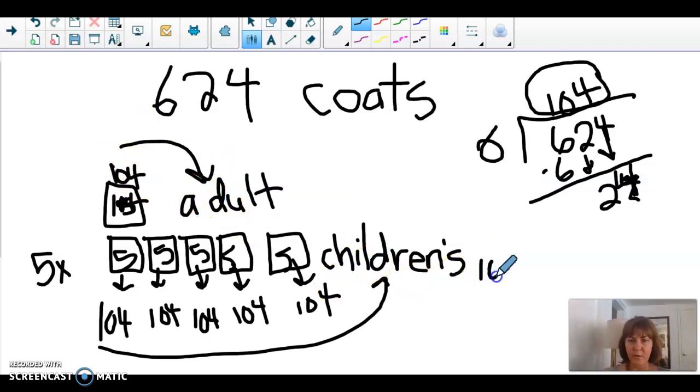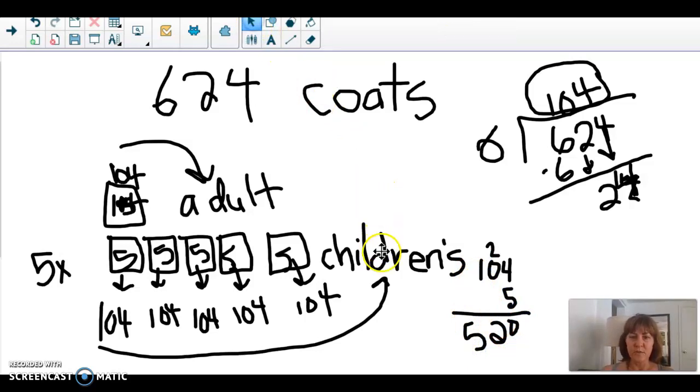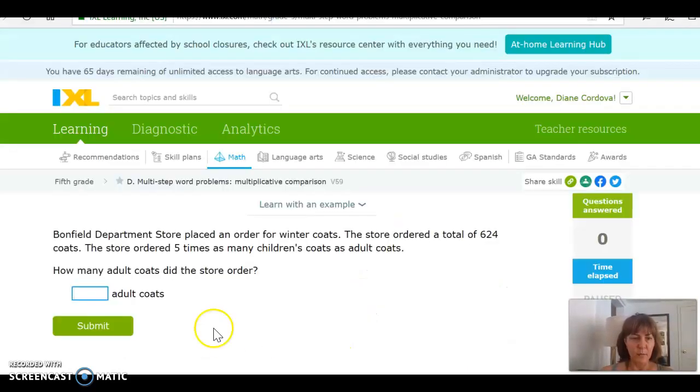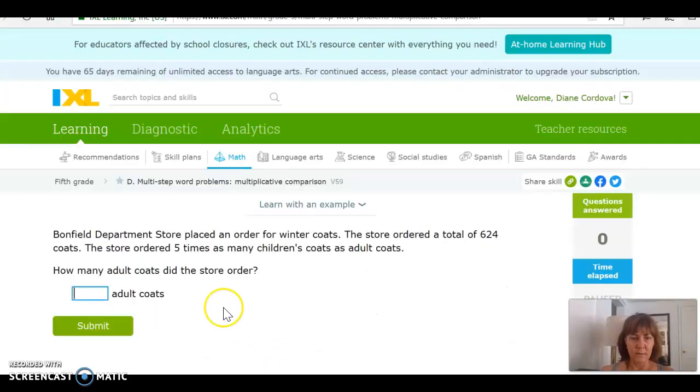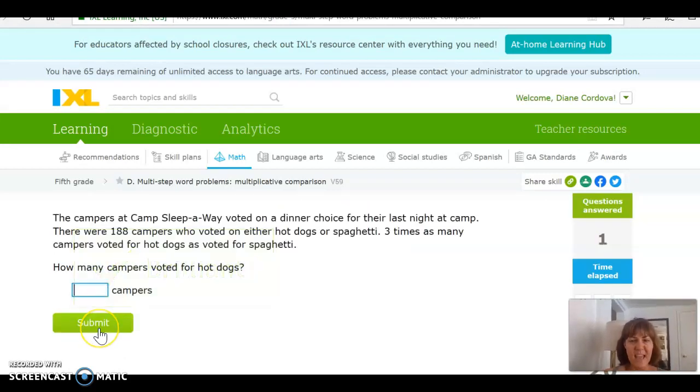I would have to take 104 and multiply that times 5. 5 times 4 is 20, 0 carry 2, 5 times 0 is 0, plus 2 more is 2. 5 times 1 is 5. So there are 520 children's coats ordered. Let's see if that works. How many adult coats did the store order? I look back and I said 104. So if I type in 104, yay, it says that we are brilliant.